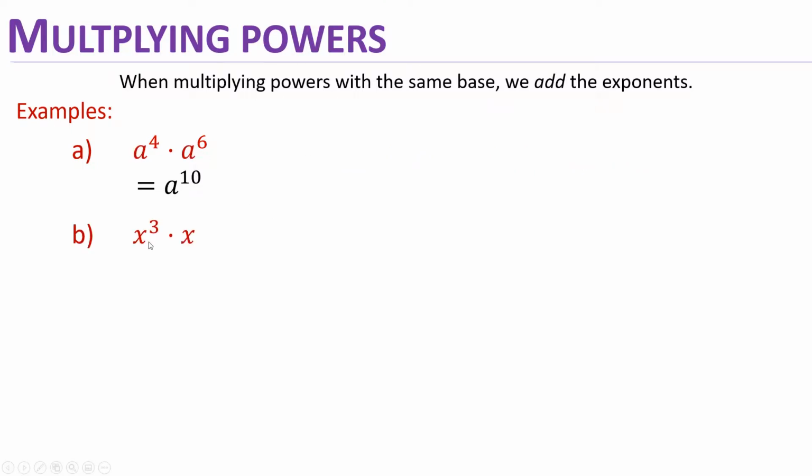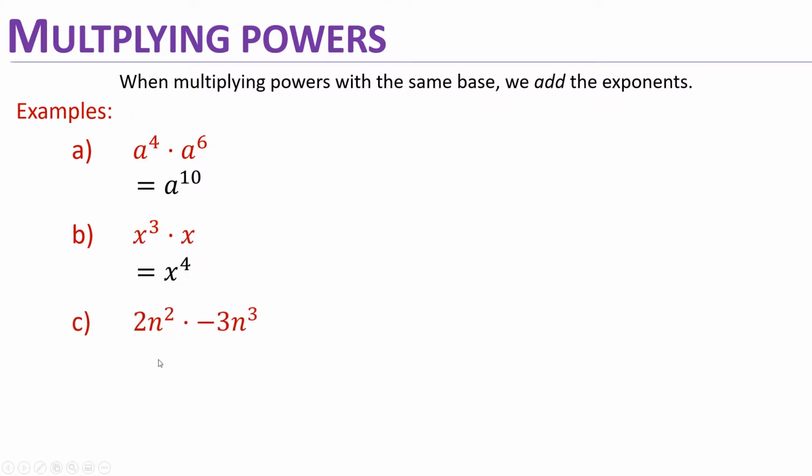X cubed means x times x times x. And then we multiply it by another x. So like in the last video, we see that a letter without an exponent actually has an exponent of 1. So when we multiply these powers, this x here adds another factor. So when we add the exponents, we add 3 and 1, which makes 4. So x cubed times x becomes x to the power of 4.